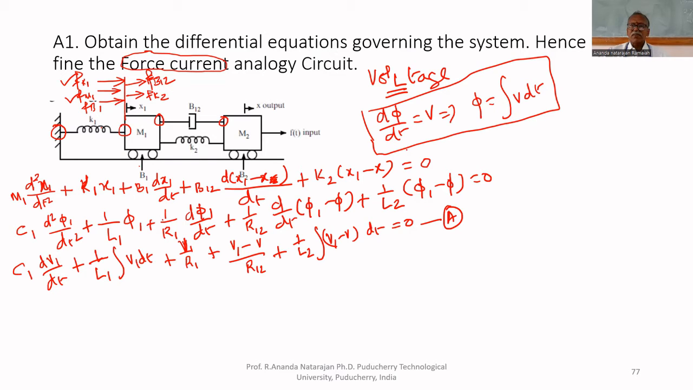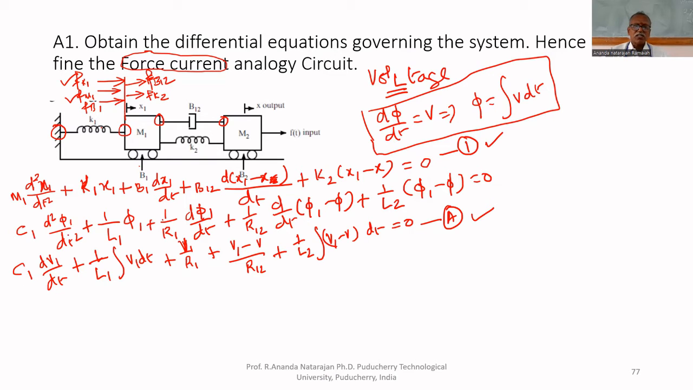Obtain the differential equation governing the system. This is one equation, the first differential equation. This is the answer for the first part. This is the answer for the second part. Both are partial. We have to find the same way for mass 2 also.